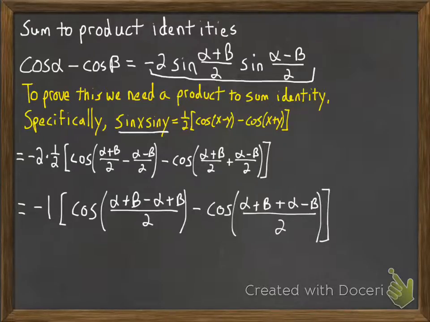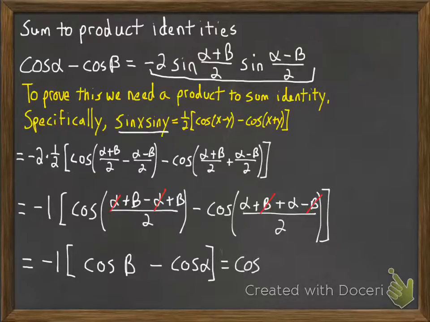Now to finish this problem off, notice in the first term the alphas will cancel out. That leaves you with beta plus beta, or 2 beta over 2, which becomes just beta. And here the betas cancel out. I have alpha plus alpha, which would be 2 alpha over 2, but again the 2's cancel out, leaving me with just alpha. So now I have -1 times cosine beta minus cosine alpha, and distributing and rearranging, I get cosine alpha minus cosine beta, which is exactly what we wanted to prove. That cosine alpha minus cosine beta is equal to -2 times sine of alpha plus beta over 2 times sine of alpha minus beta over 2.